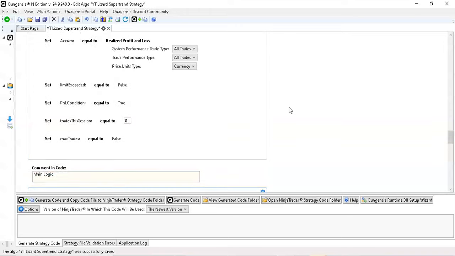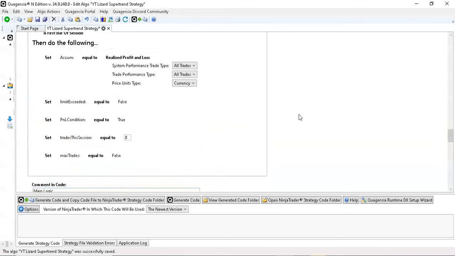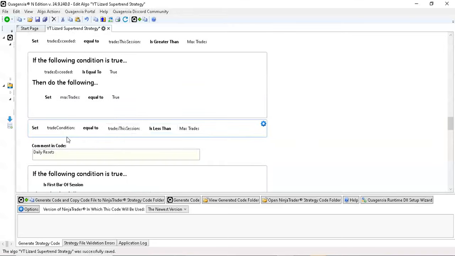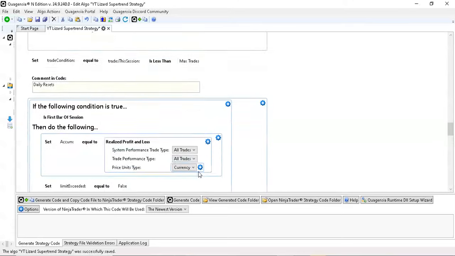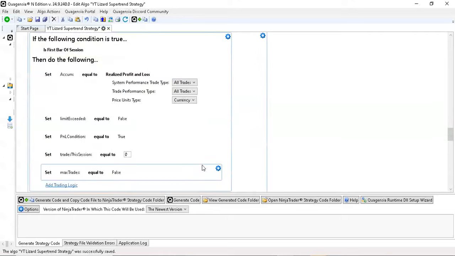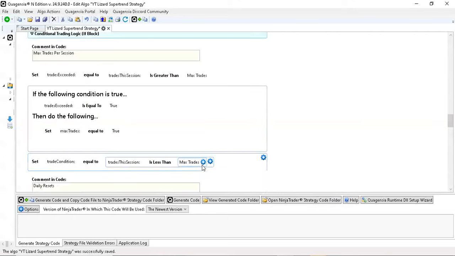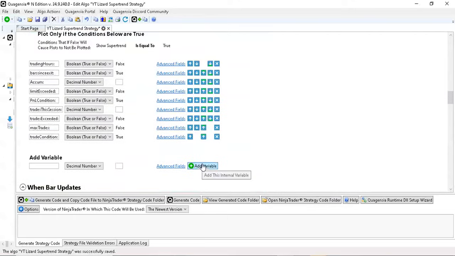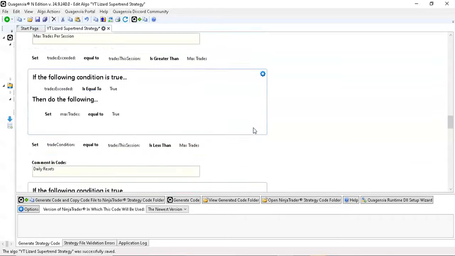Condition max trade false, zero. Trade condition equal to trades this session. Trade condition max trades is true. Trades is false, trades exceeded this false, condition is true.